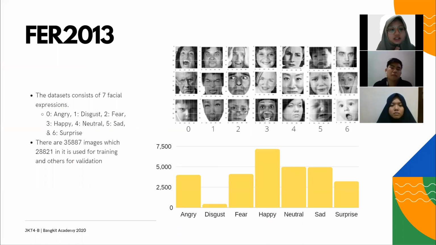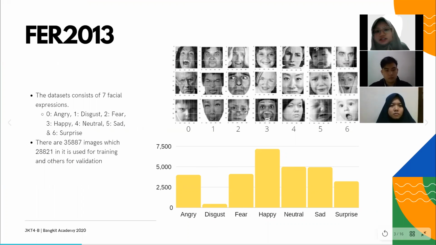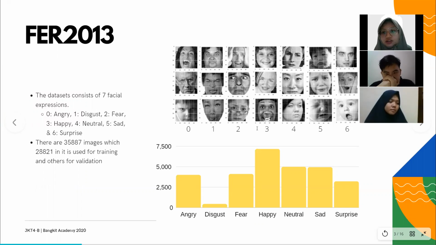The dataset consists of 7 facial expressions, which are angry, disgust, fear, happy, neutral, sad, and surprised. You can see the examples of images, but some images of one class look similar to another class. For example, the second class looks similar to the sixth class. And you can see the diagram of the distribution of data, which shows that the dataset is imbalanced.